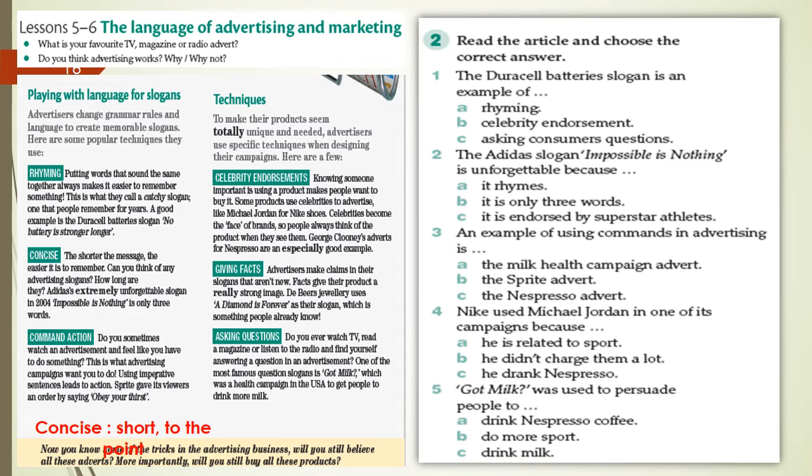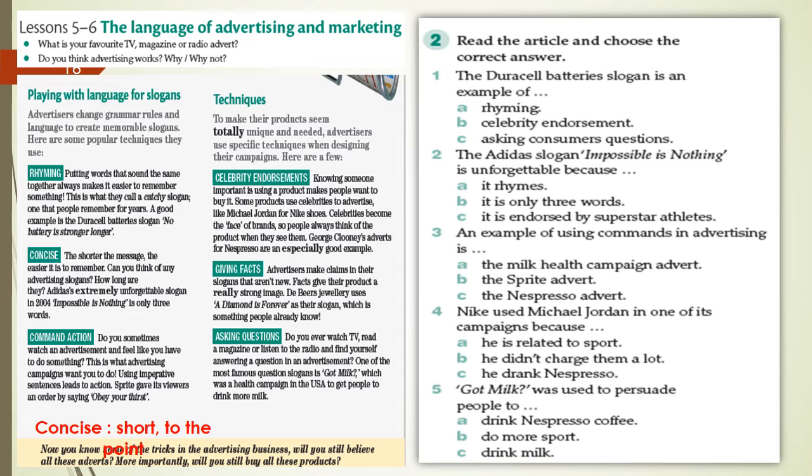To make their products seem totally unique and needed, advertisers use specific techniques when designing their campaigns. Here are a few. So till now we have three ways, three rules to create memorable slogans. What are the techniques? Rhyming, concise, command action. Now on this other side, we are going to speak about what? The unique, special techniques for designing their campaigns.